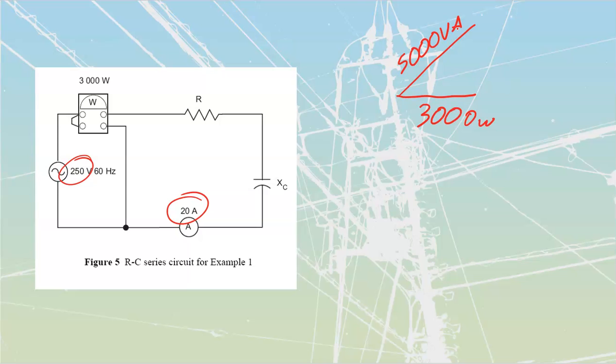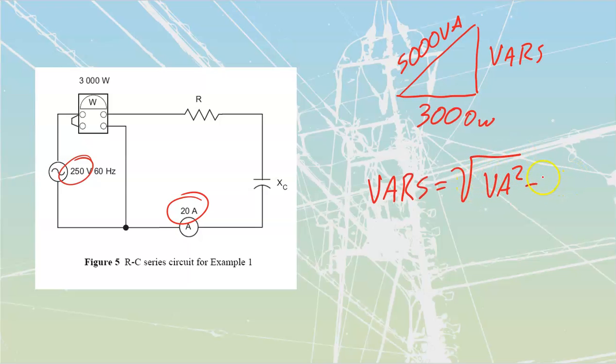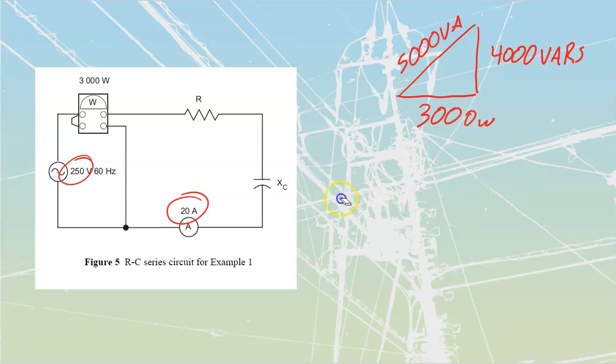Now, you should recognize this as being a 3, 4, 5 triangle. If you don't recognize this as a 3, 4, 5 triangle, or you just want to verify it, we could find this side of our triangle, which is missing our VARs, by using Pythagoras. VARs equals the square root of my VA squared minus my watts squared. When you punch in all of those values, you should end up at 4,000 VARs. Perfect.